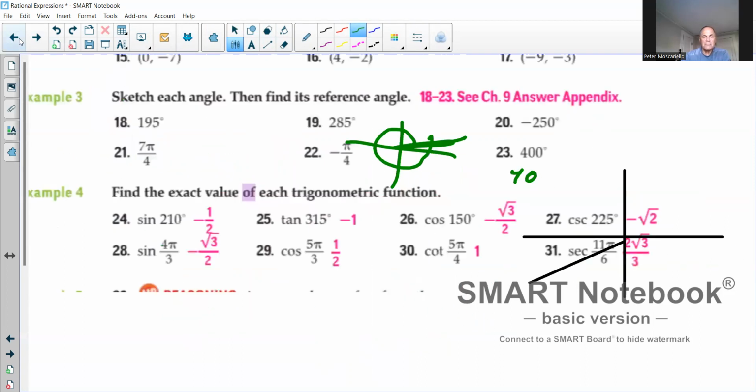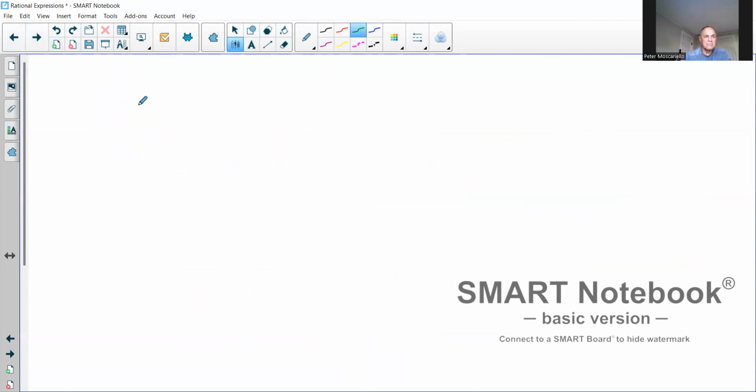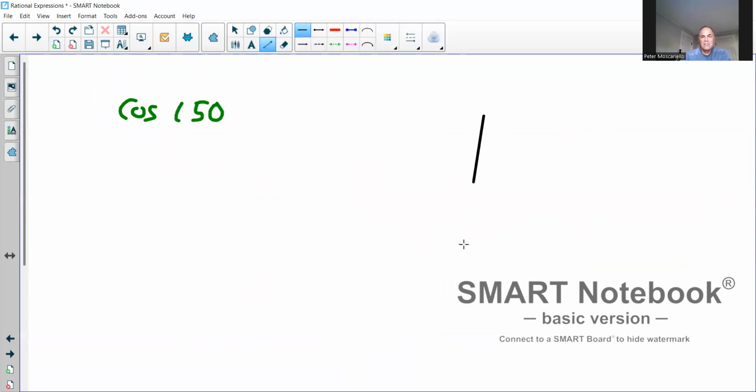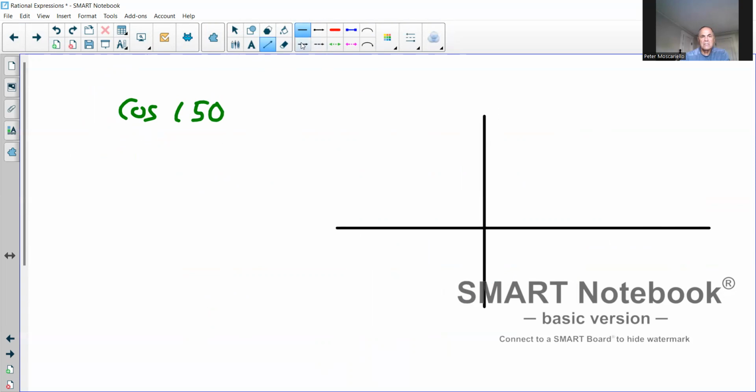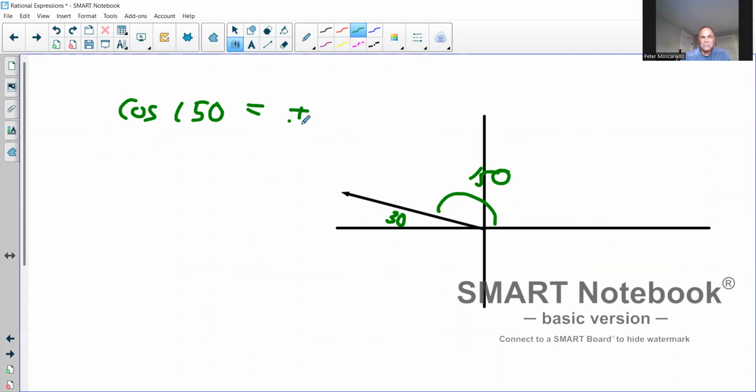All right, I got one more here. We got a couple more. Cosine 150. Get the reference angle. Reference angle for 150 is going to be like this. That's 150. This is going to be 30. So cosine 150 is plus or minus cosine 30. Cosine 30 is square root of 3 over 2. So it's plus or minus that.